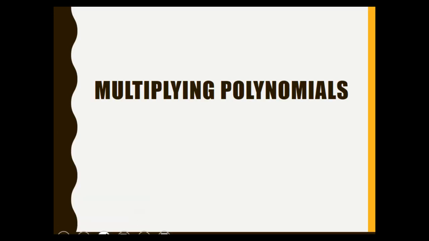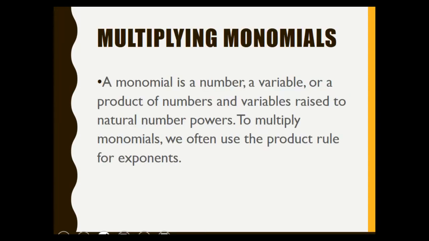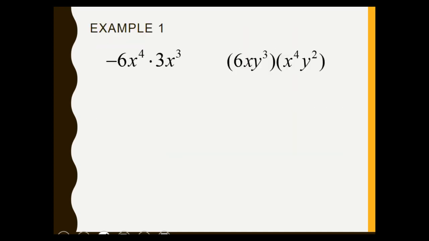Today we're going to talk about multiplying polynomials. So when we multiply polynomials or monomials, in this case, we're always going to multiply exponentials. Well, if you look back in your notes, there was a rule for that. The rule was the product rule for exponents. So that rule was if the bases were the same, to keep the base and add the exponents. So let's look at the first example.